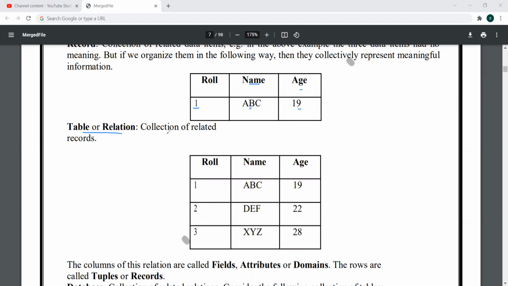Next, table or relation. What do you mean by table or relation? A collection of related records. Roll number, name, age, 1, ABC, 19, and so on, with roll numbers and ages. This is one type of table or relation.